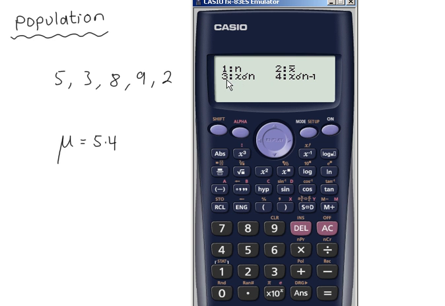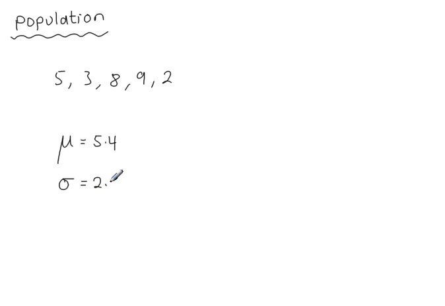Option 3 will give us the population standard deviation. And if we square that value, we'll get the variance.